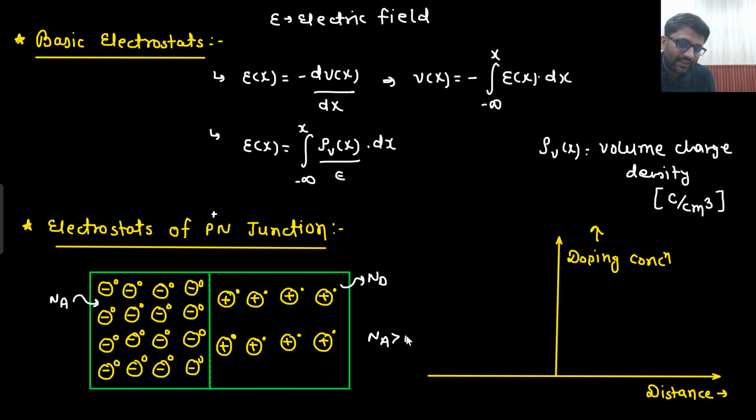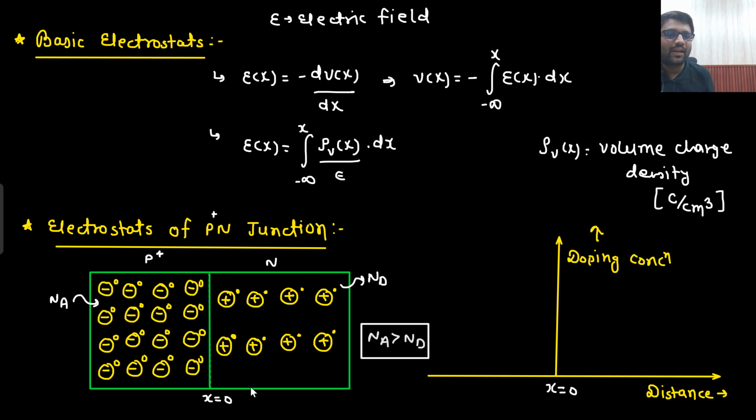You can clearly see that Na is greater than Nd. So my doping on the P side is more than the doping on the N side. Is that clear to you? My doping on P side is more than the doping on N side. That's why I am putting it as P plus N junction. So if I make the doping concentration with respect to distance, so this is my x equals 0. So here there will be negative x and here there will be positive x.